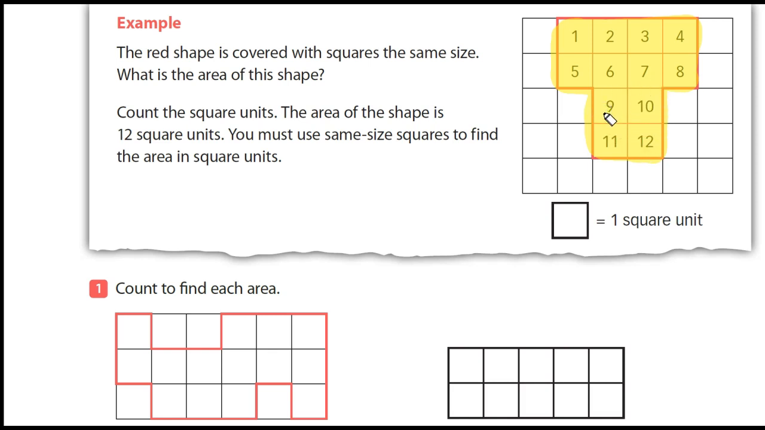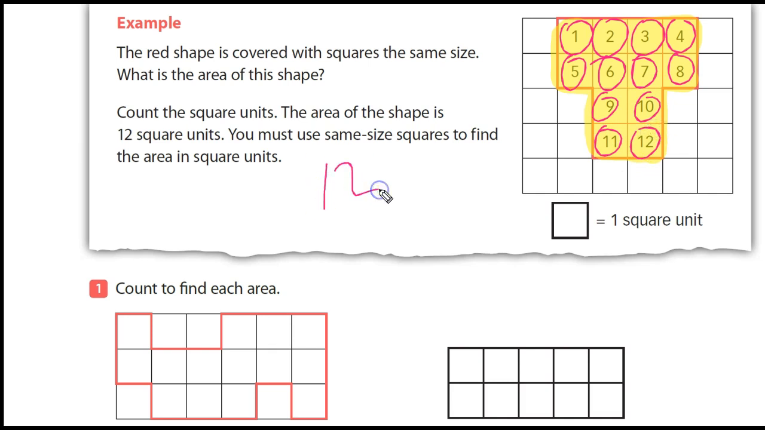Is that a perfect square? No, it isn't. So I cannot multiply length times width, can I? No. I can't. So then how do I find the area? I could just count the squares, right? Yeah. Because each square is how much? One. Okay. So 1, 2, 3, 4, 5, 6, 7, 8, 9, 10, 11, 12. So there are 12 square units in this shape.